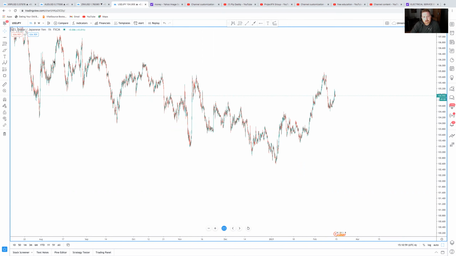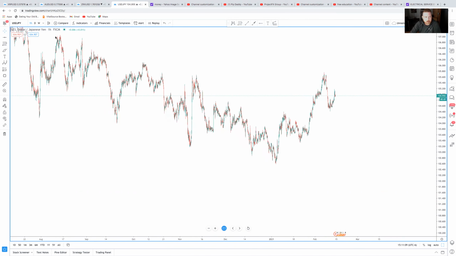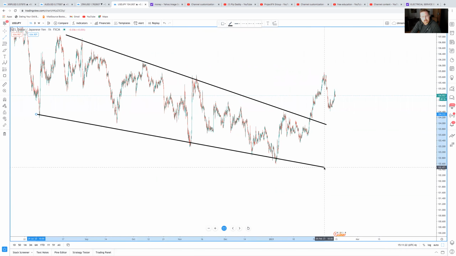Typically, when I look at a pair just fresh, I get a big picture. So I'll start on the daily and get an overall picture of what's happening. But in this case, I'm just going to start on the hourly and just kind of show a method here. So here you can see there was a downtrend. Don't really need too many lines here. So we had a downtrend and price broke.